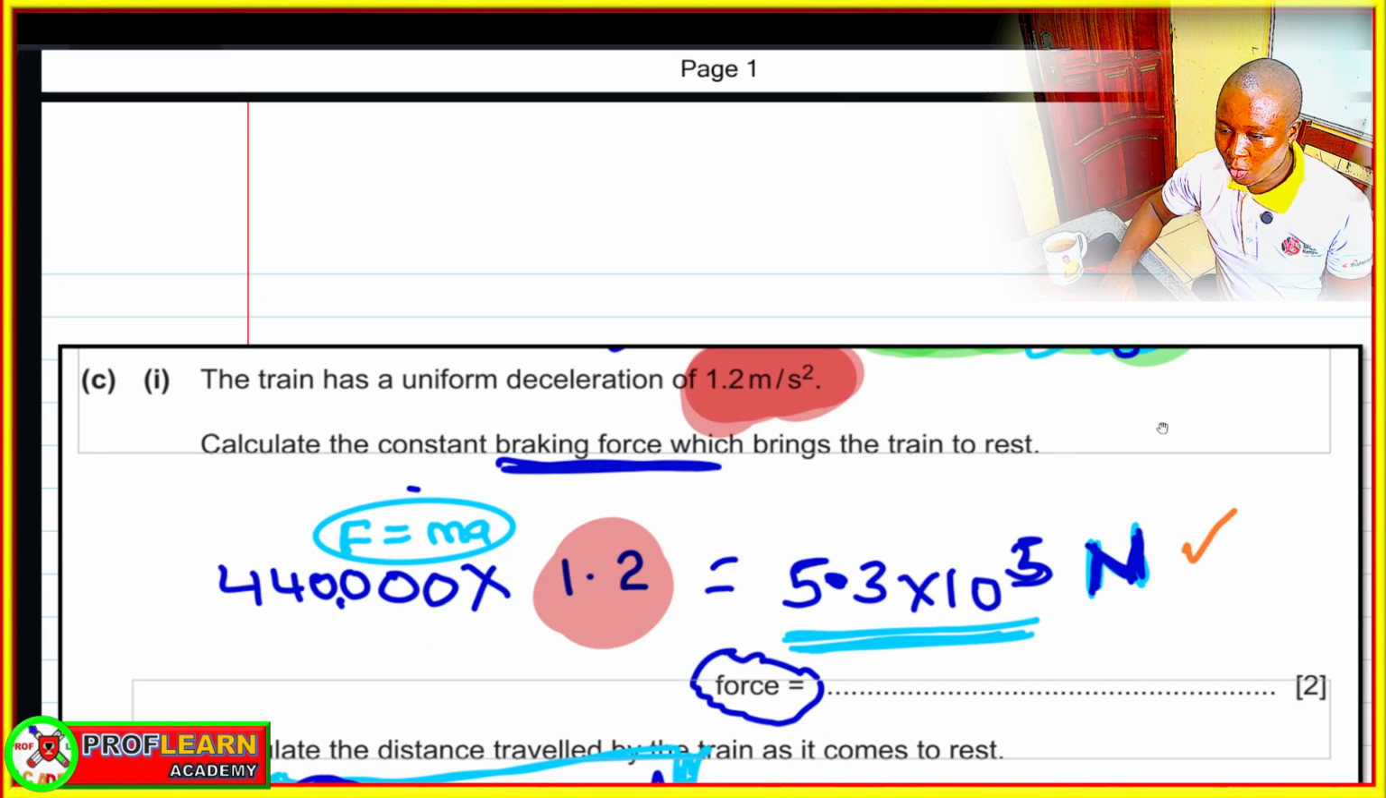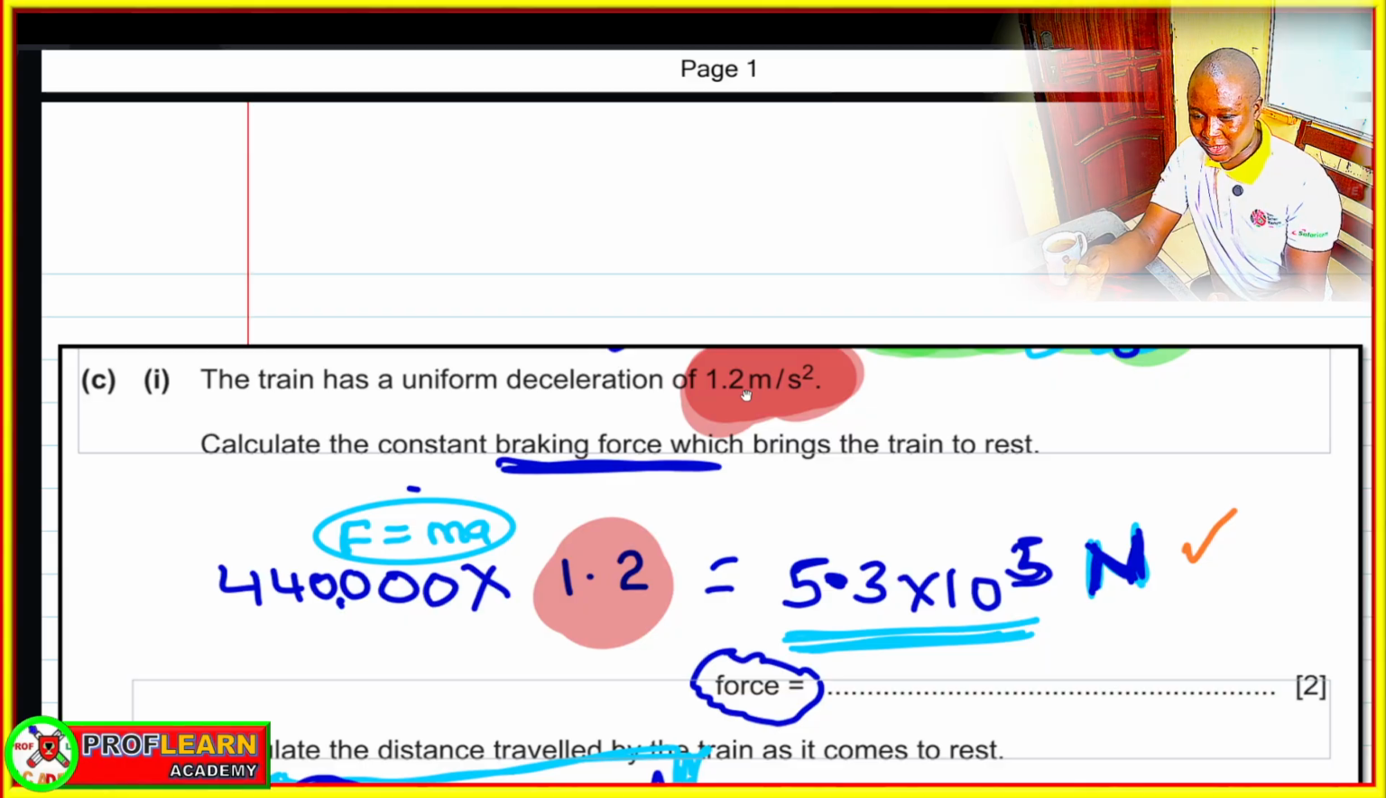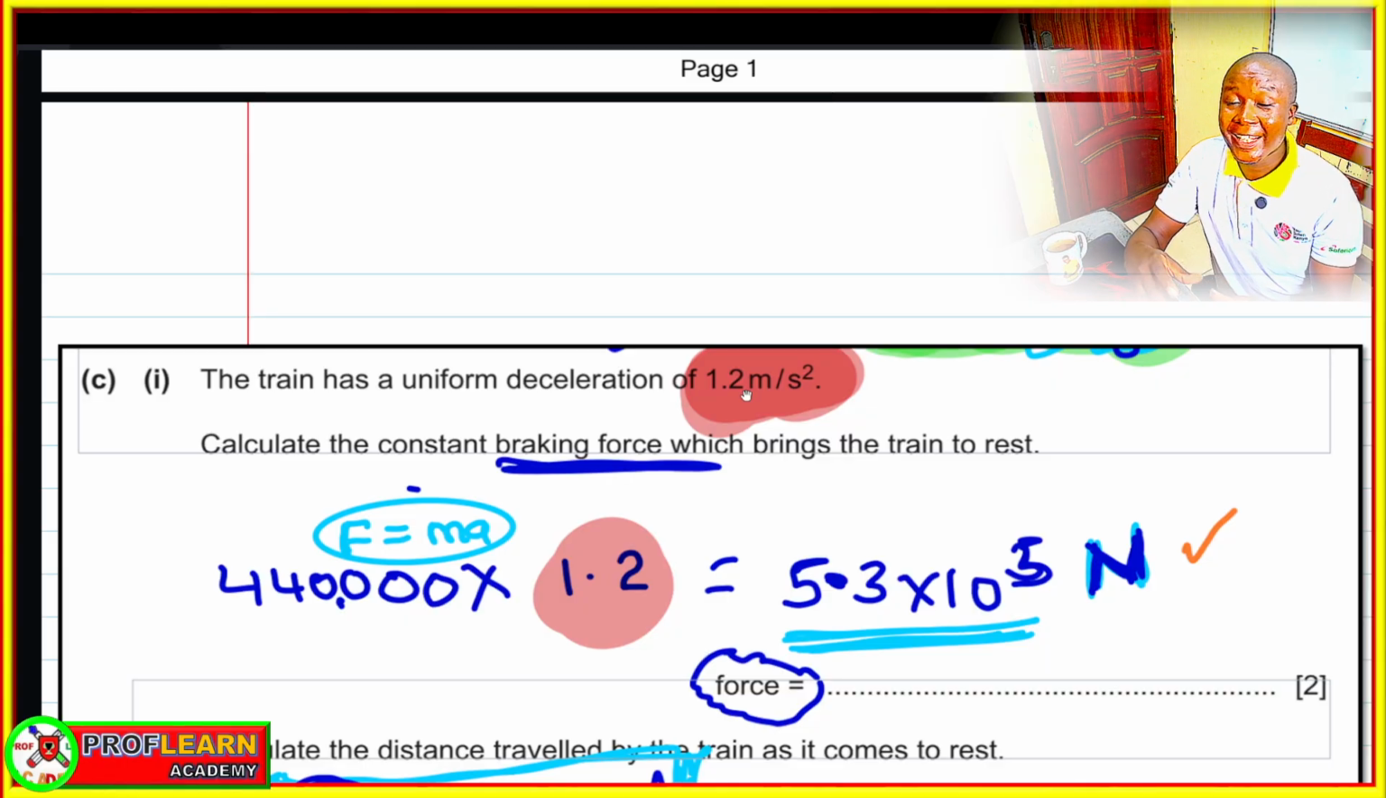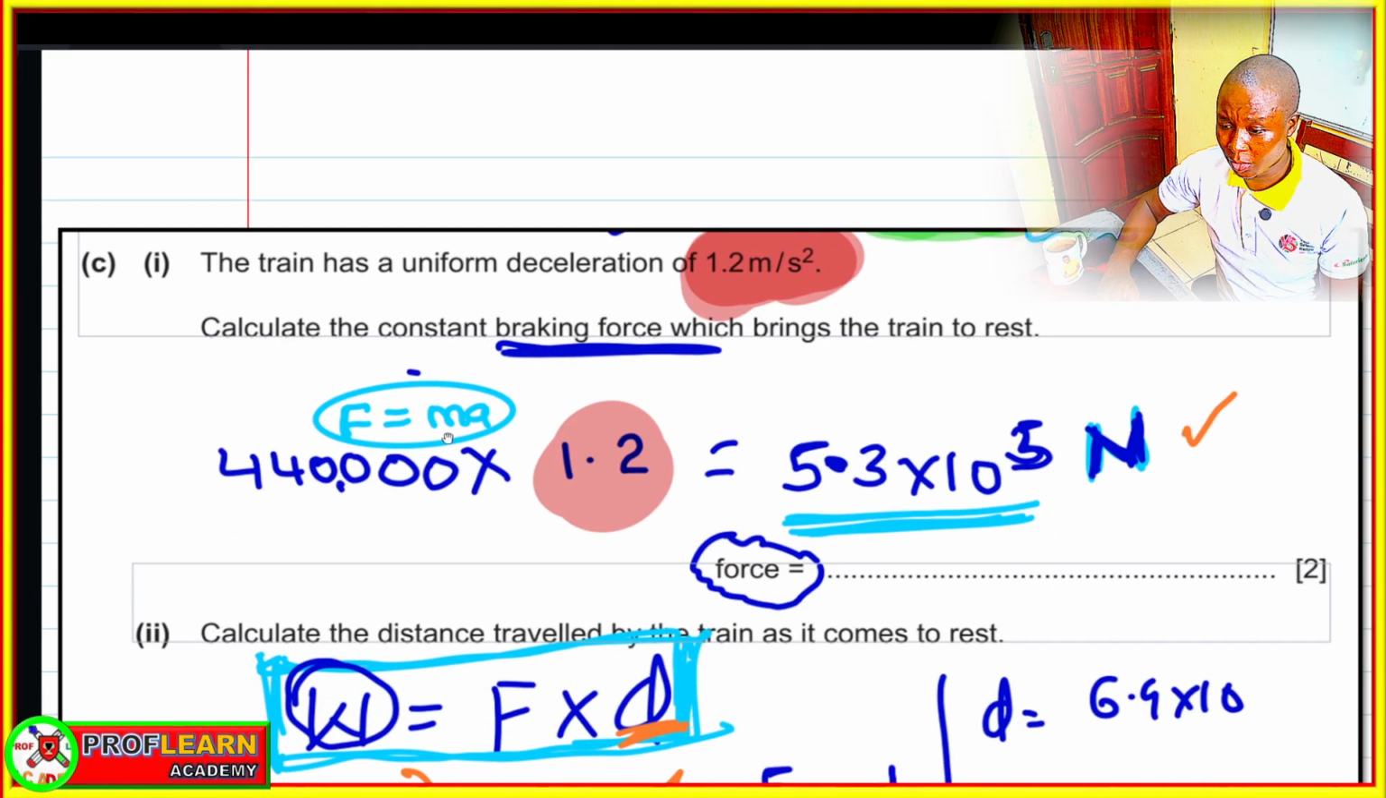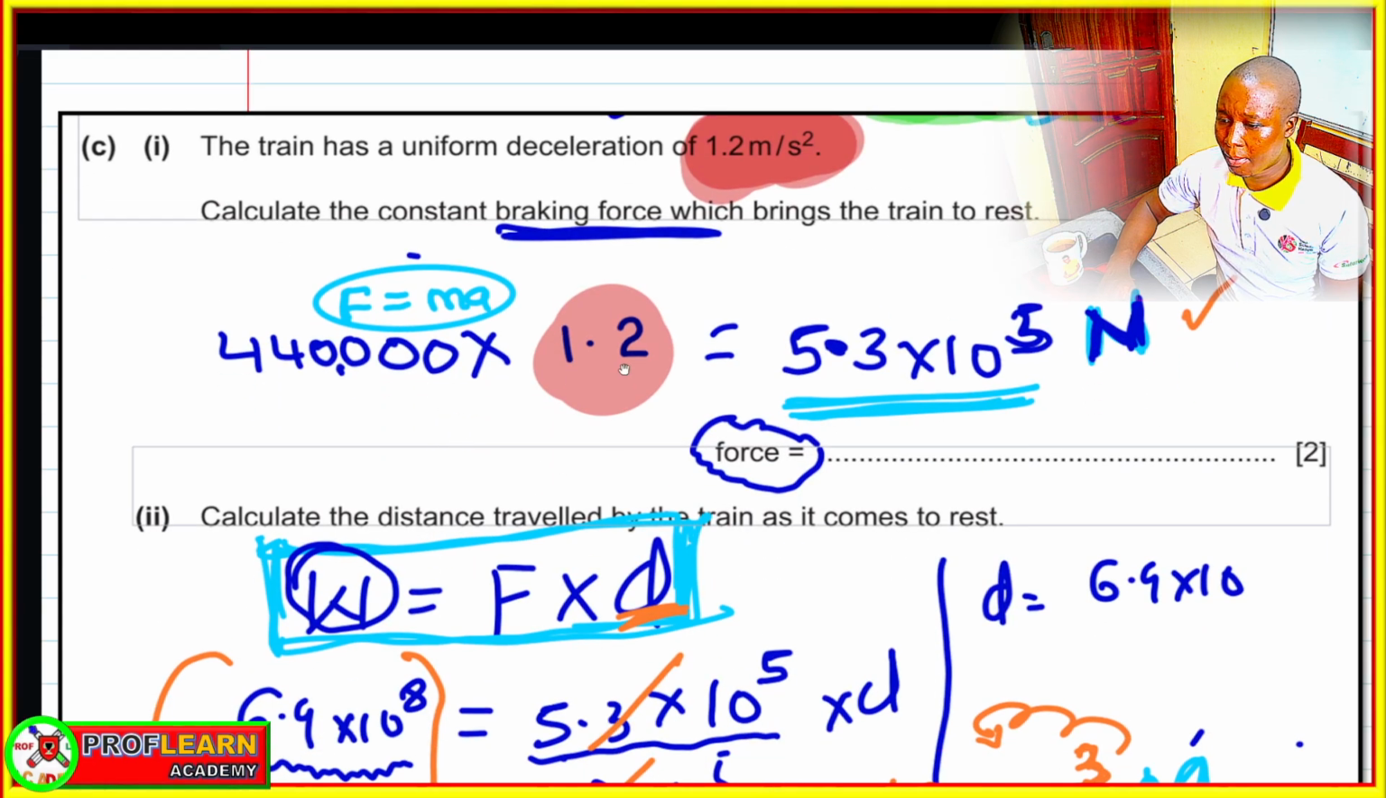In question C, we are told that the train has a uniform deceleration, meaning that there was a braking force. Students were asked to calculate this braking force, to calculate the force. Now, candidates cried, not knowing that force is equal to ma, mass times acceleration. But the acceleration that was provided here was a deceleration, meaning it was slowing down. So candidates were supposed to use force is equal to ma, and upon doing that, the force will be 5.3 times 10 raised to the power 5 newtons.